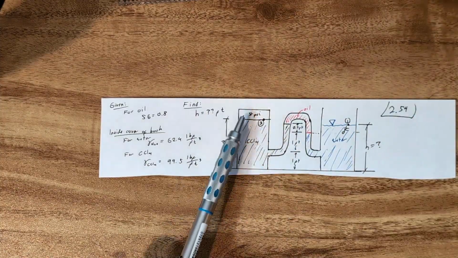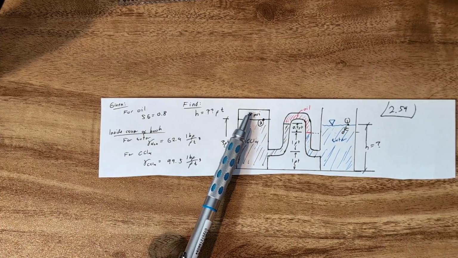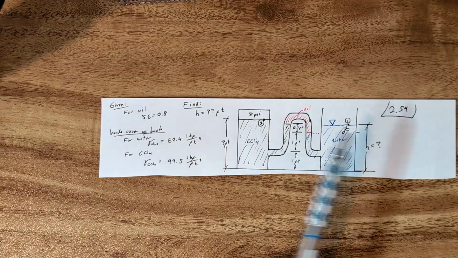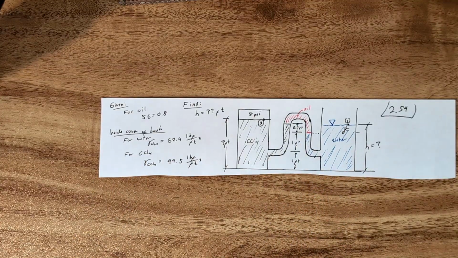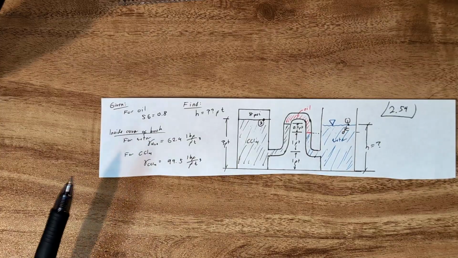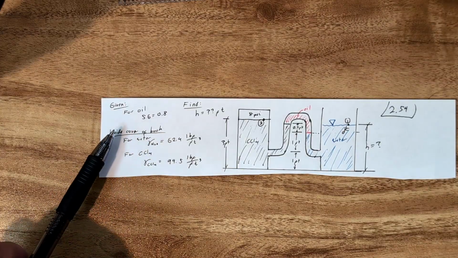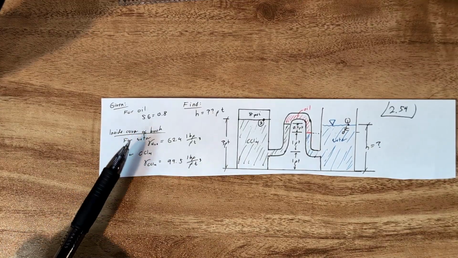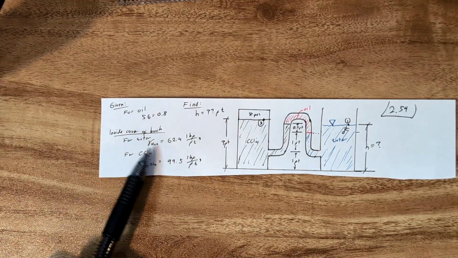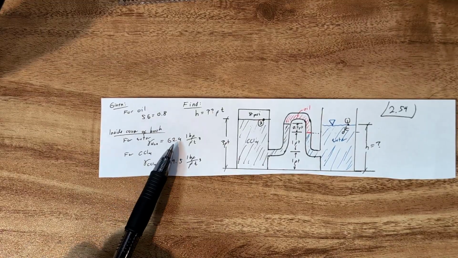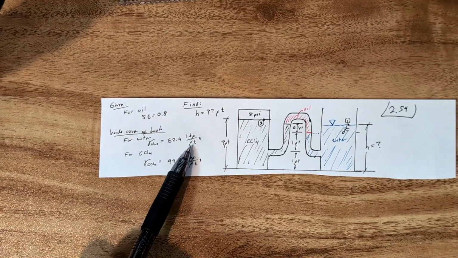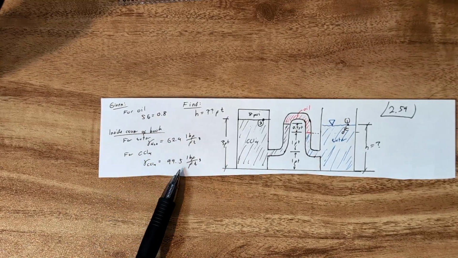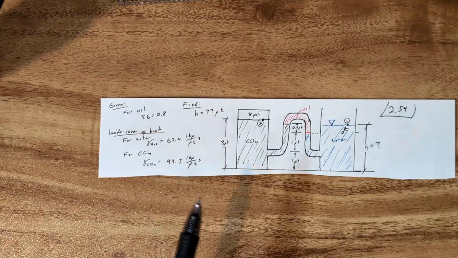The air over here in the tank is at 8 psi, and we have CCl4 with an oil right there and then water. First thing we need to take care of: usually in the inside cover of the textbook, or any textbook that you use, you'll have this information given to you. For water, the specific weight is 62.4 pound-force per cubic foot, and for carbon tetrachloride, it's 99.5 pound-force per cubic foot.